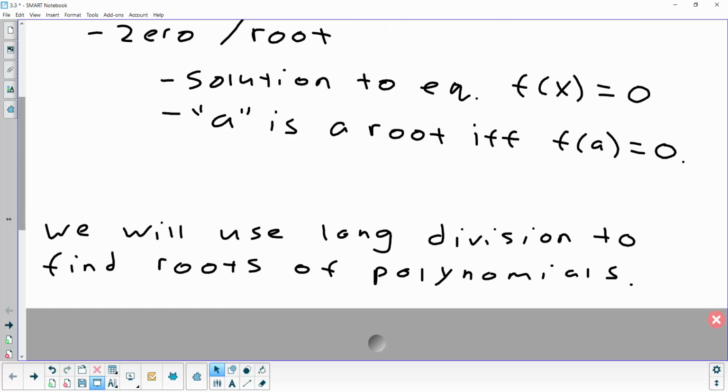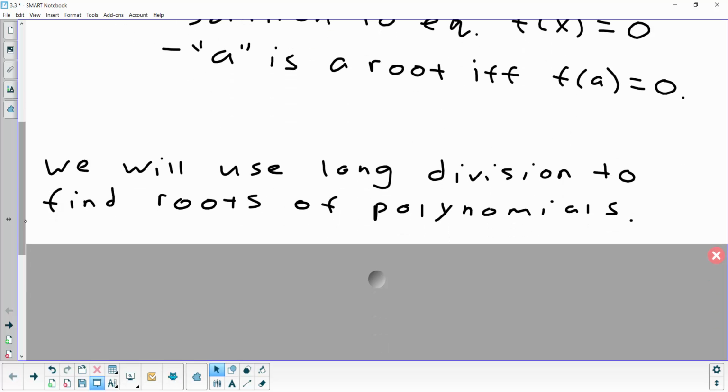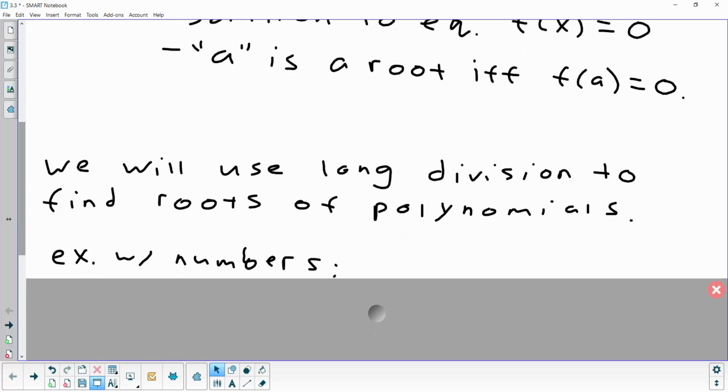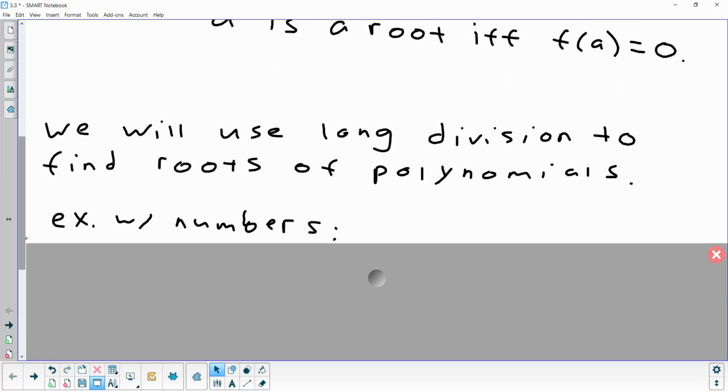So what we're going to do is look at how we use long division to find roots of polynomials. And before we even do it with long division, we're going to try it with just numbers, just to illustrate the concept. But the concept that we do with numbers is exactly the same thing with a polynomial. It's going to be the same idea.